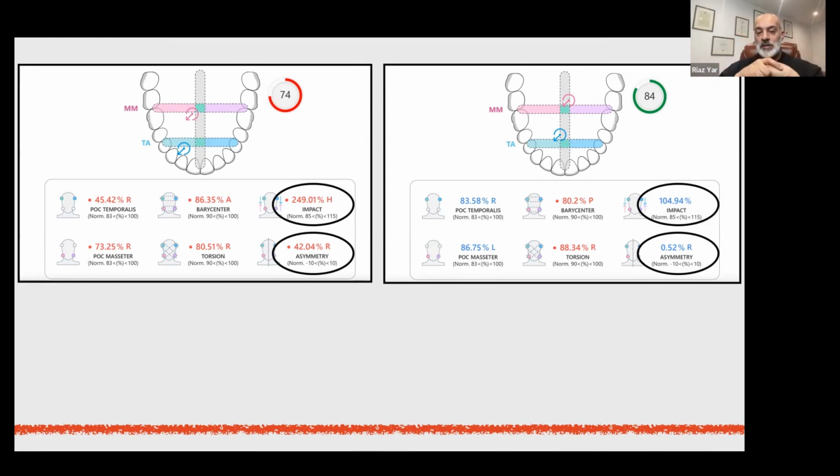But look what happened by giving her a more balanced bite. We dropped her asymmetry index. Her masseter muscles improved. Temporalis doubled in health. The torsion improved from 80% to 88%. These things don't happen miraculously. I always collect the data 8 weeks after I do my restorative work. But it takes time for these muscles to improve back to where they were. But she was back into the green zone.